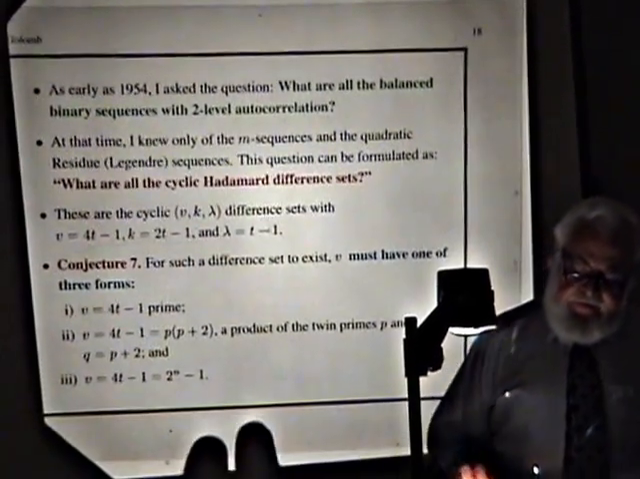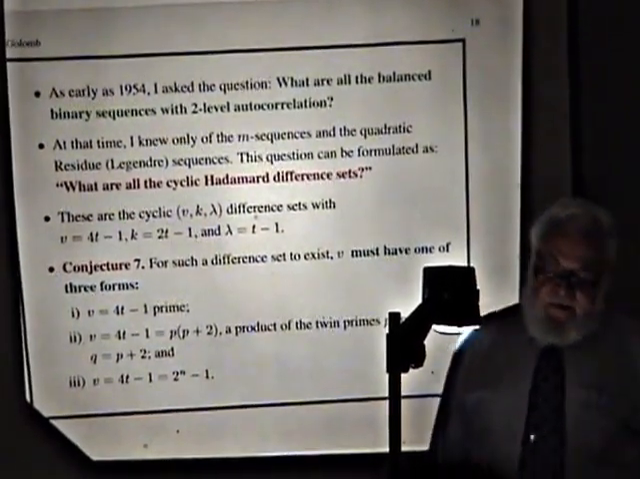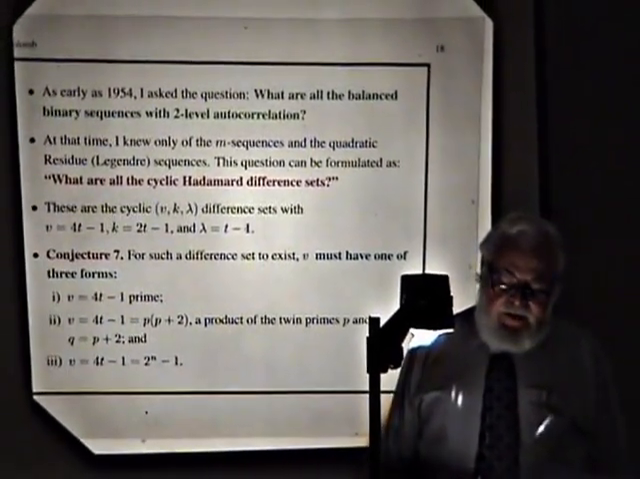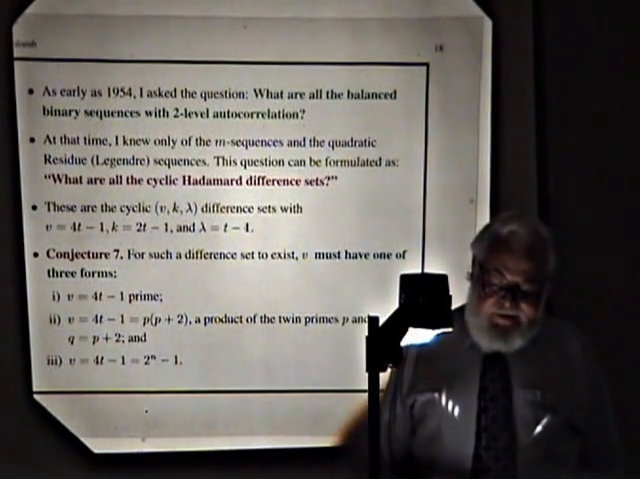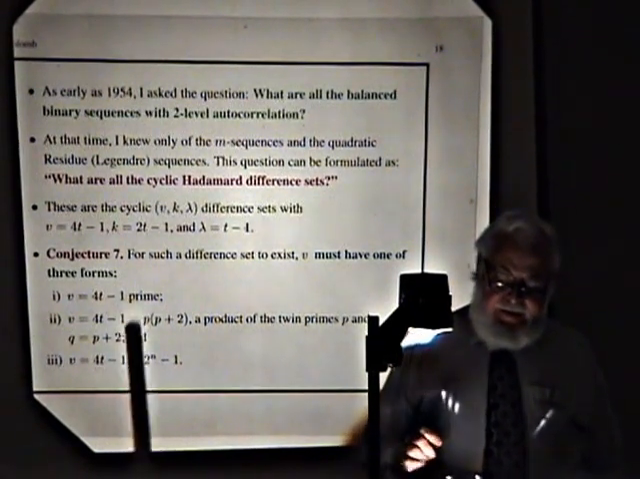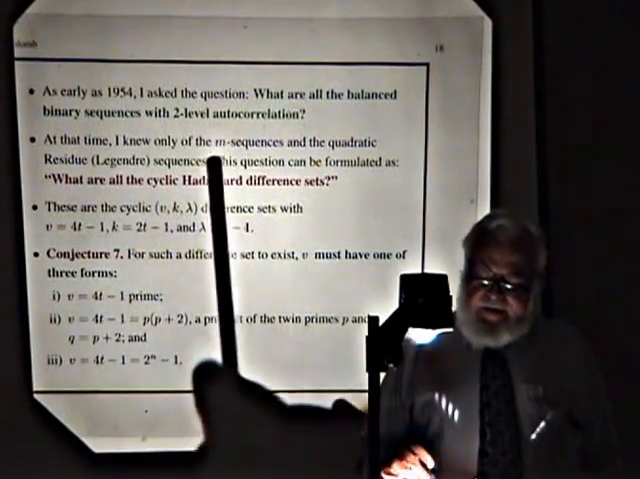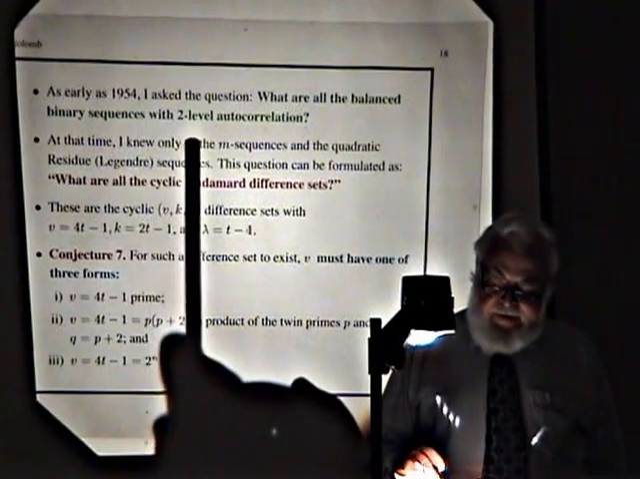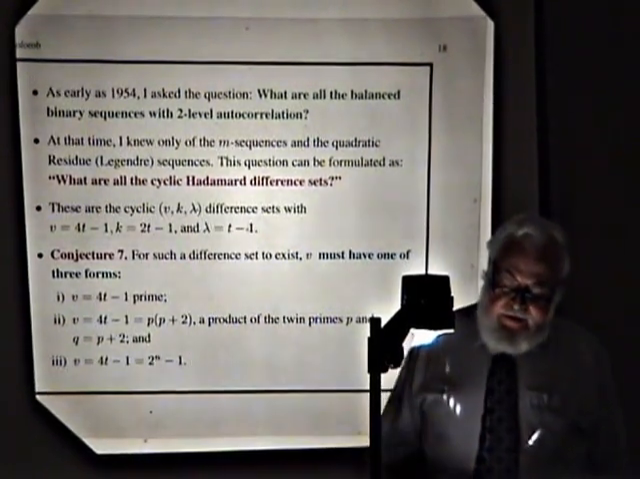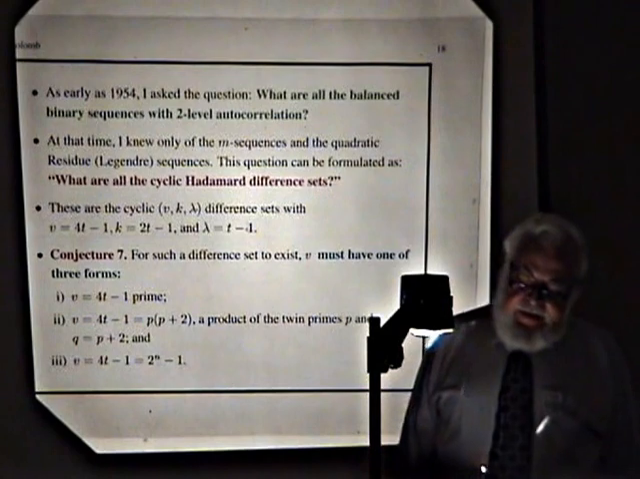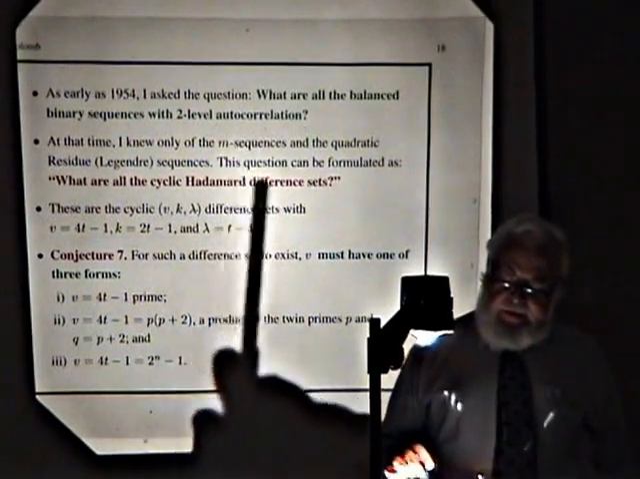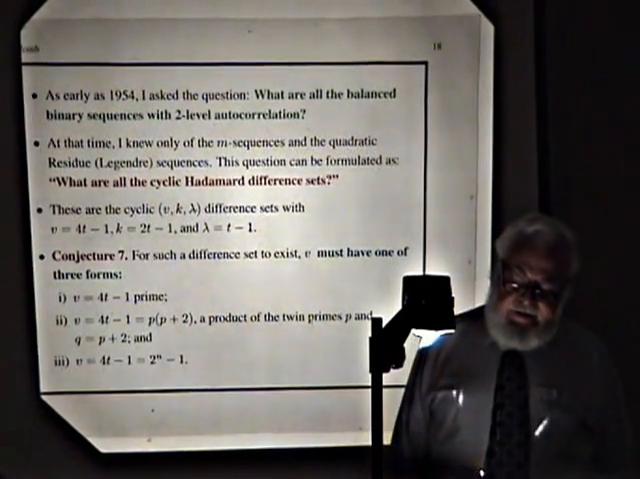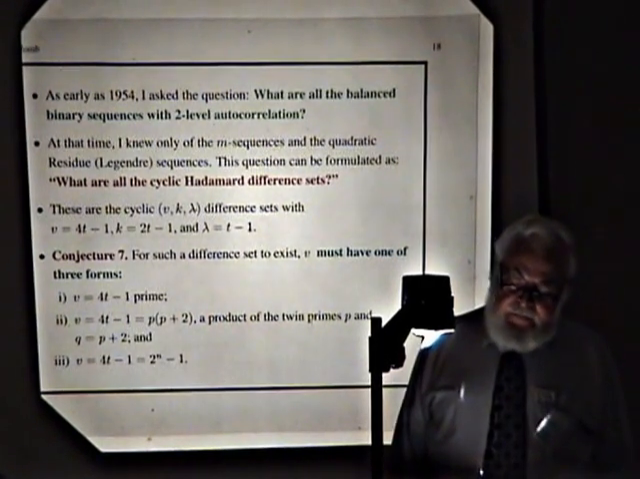In my very first report at the Martin Company on shift register sequences, a little report called Remarks on Orthogonal Sequences that appeared in 1954, I asked the question naively, what are all of the balanced binary sequences with 2-level autocorrelation? And at the time, I knew of the M sequences and also of what I called the quadratic residue or Legendre sequences, and I didn't know at that time of any others.